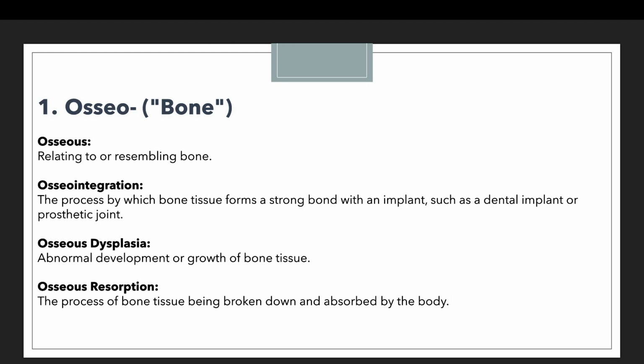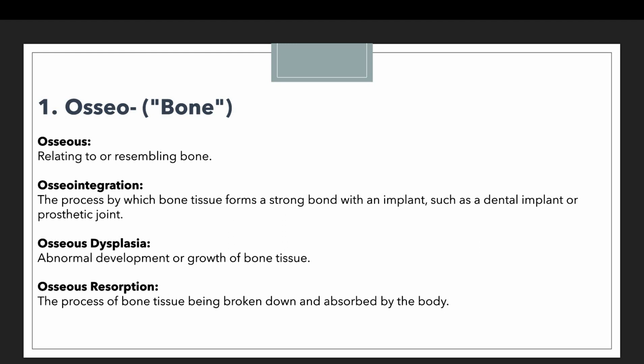Likewise, the fourth example is osseous resorption. What is osseous resorption? The process of bone tissue being broken down and absorbed by the body. This type of absorption we can denote with the terminology osseous resorption.